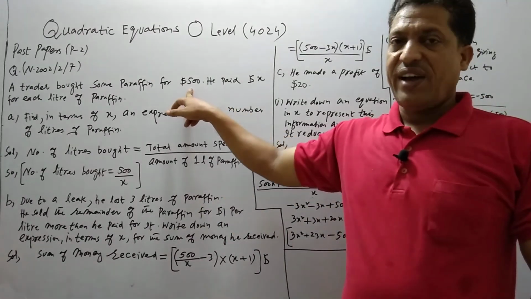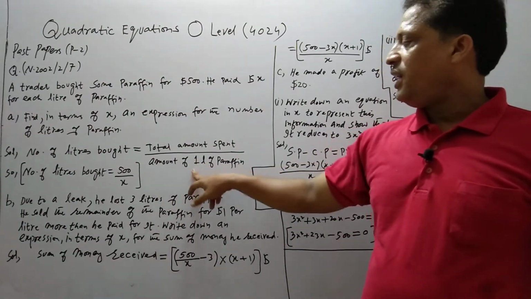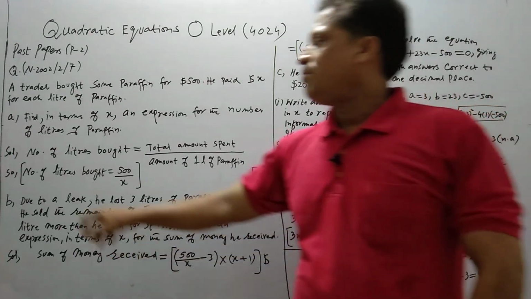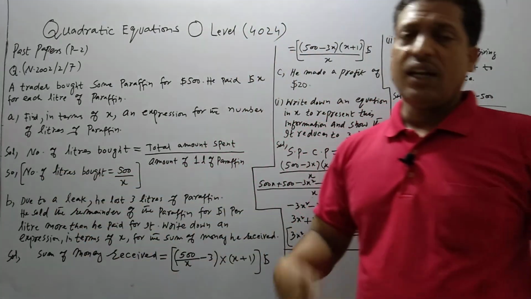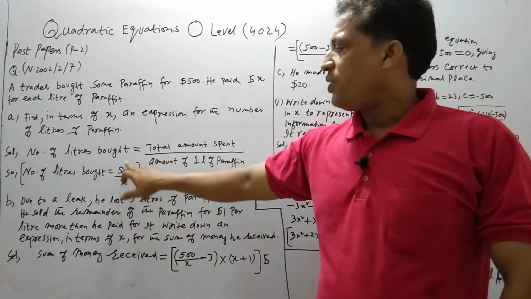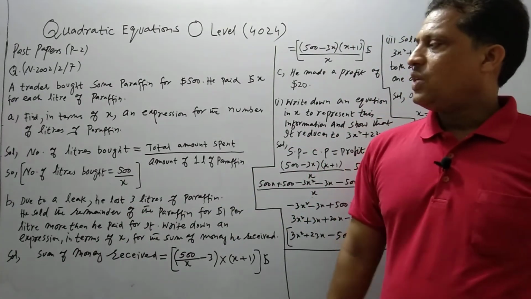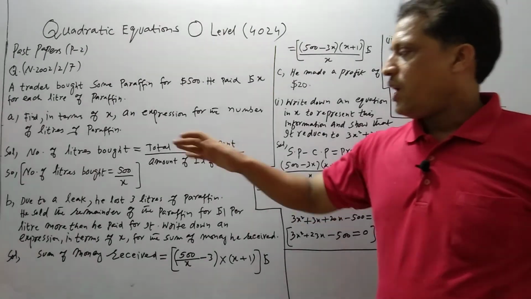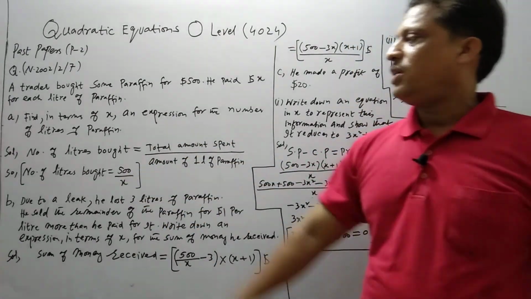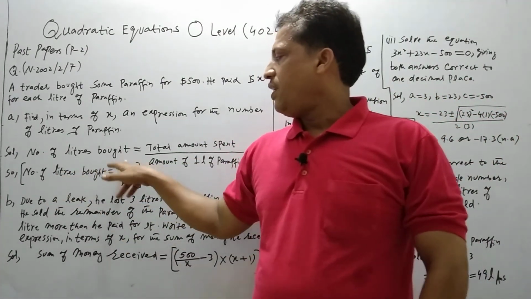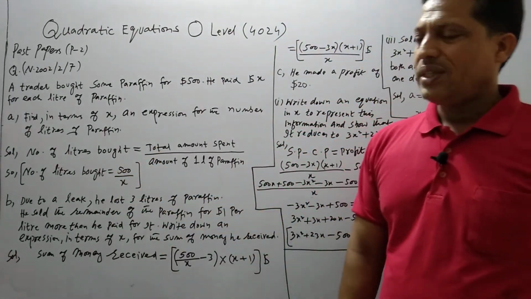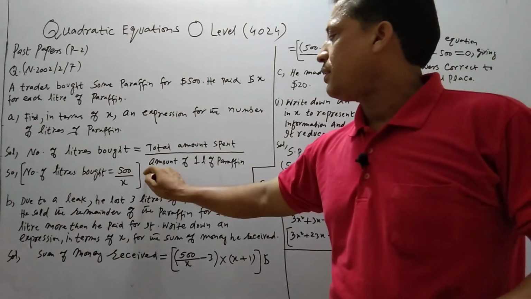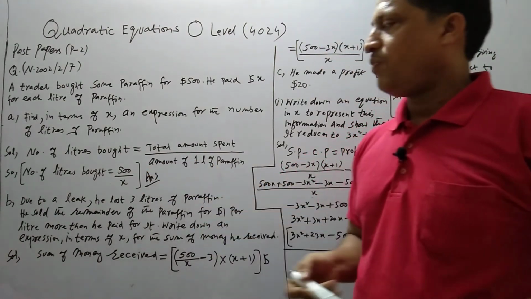So what is the total amount? Total amount given is $500. Amount of 1 liter of paraffin is X dollars. So our answer is, total number of liters bought is 500 upon X. This is the expression involving X for the total number of liters, 500 upon X. So this is the answer of part A. Hope you understand.